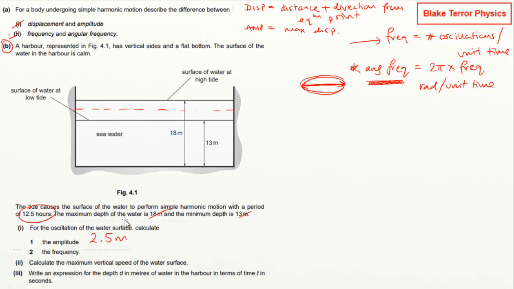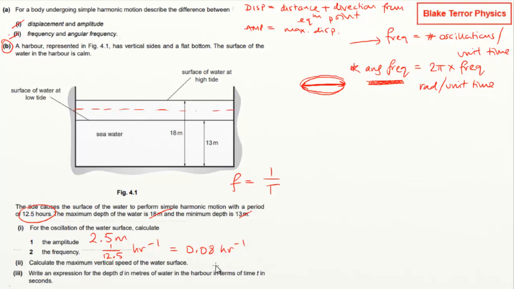So yeah, they've given us the period here. So frequency is 1 over the period. We don't have to have it in seconds. We could say it is 1 over 12.5 and then say hours to the minus 1. That would be fine. So what's that? 2 over 25, so 0.08 hours to the minus 1.